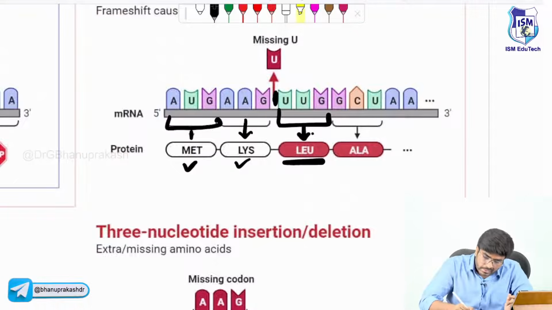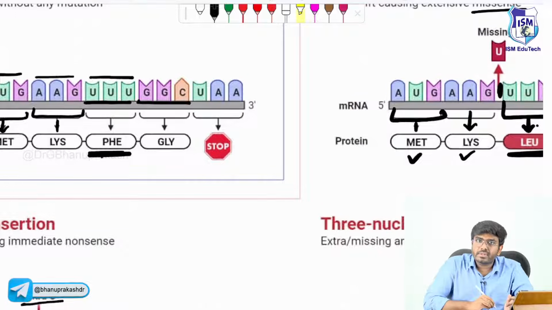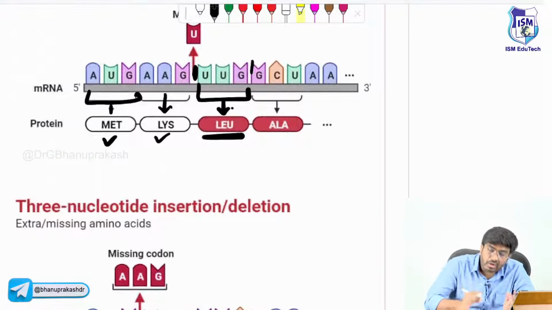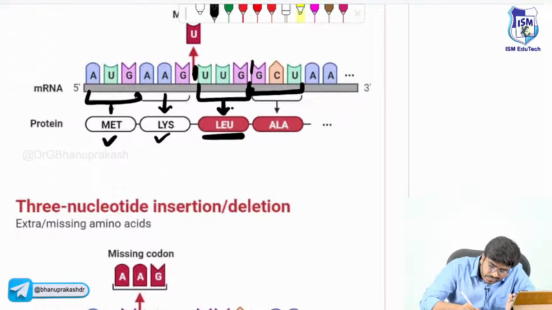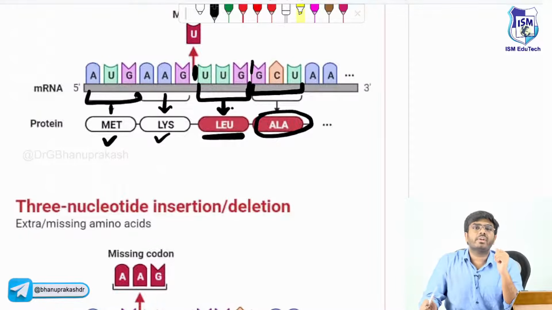Frame shifted, right? Now, see, after UUU, it was supposed to be GGC. GGC should code for glycine. Now, what is happening here? Because of the shift, now it became GCU. Now, this GCU codes for a totally different amino acid. The entire protein structure is going to be affected, sir.